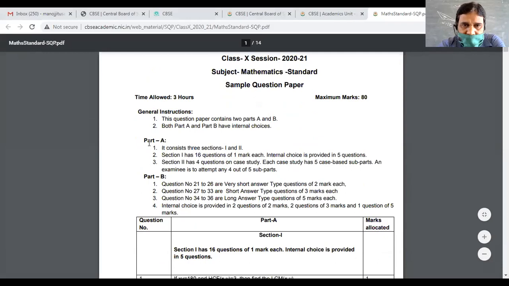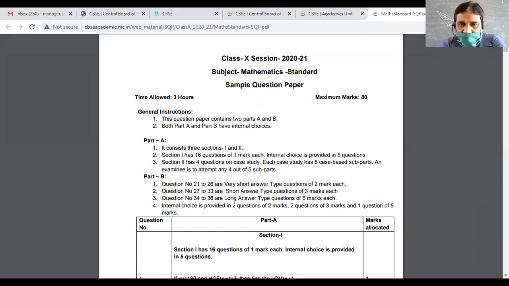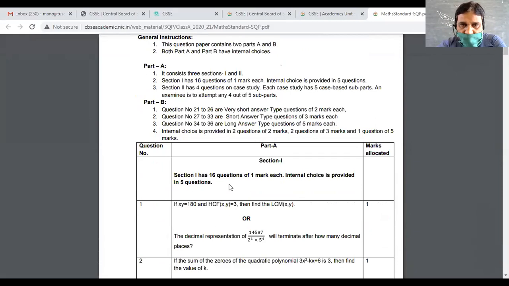Now see, there are two parts in the question paper now. Part A contains three sections. Section 1, you will get 16 questions, and section 2 has 4 questions.